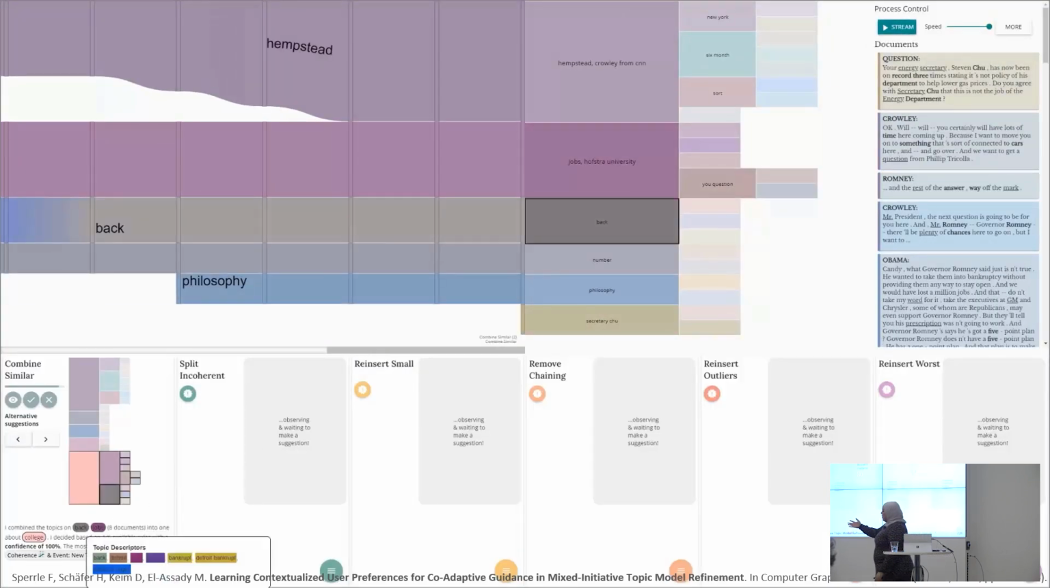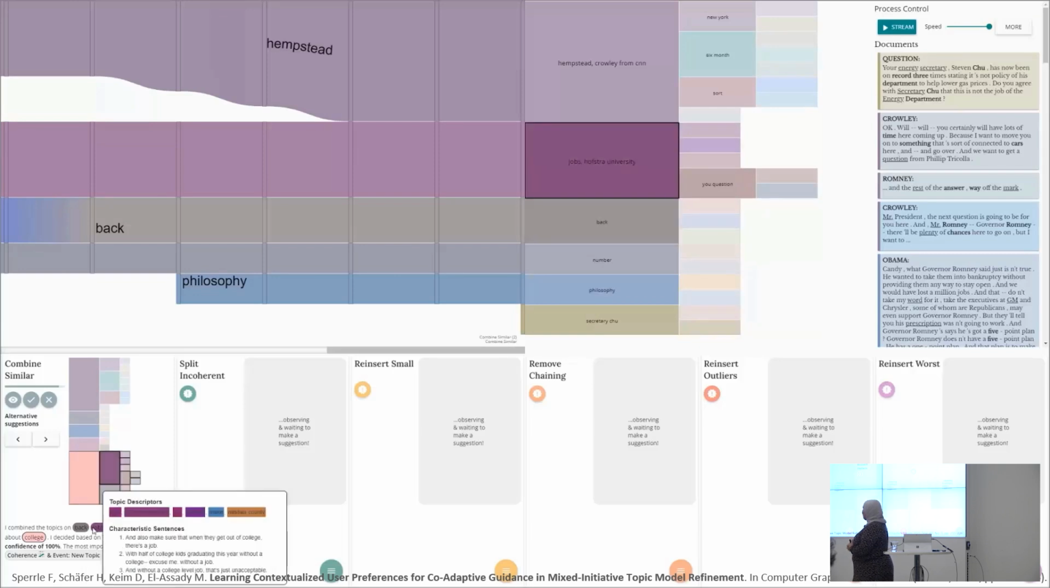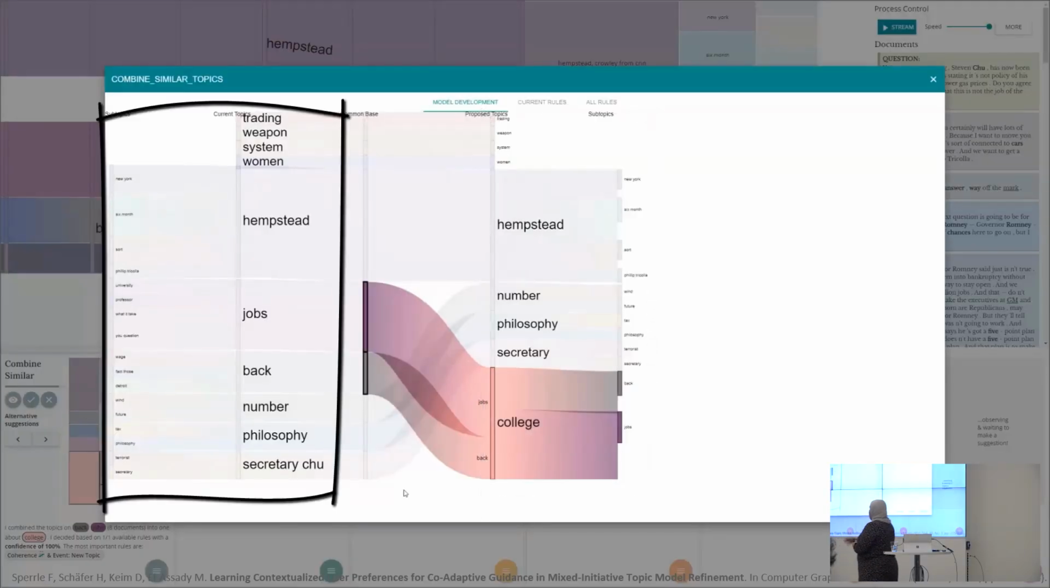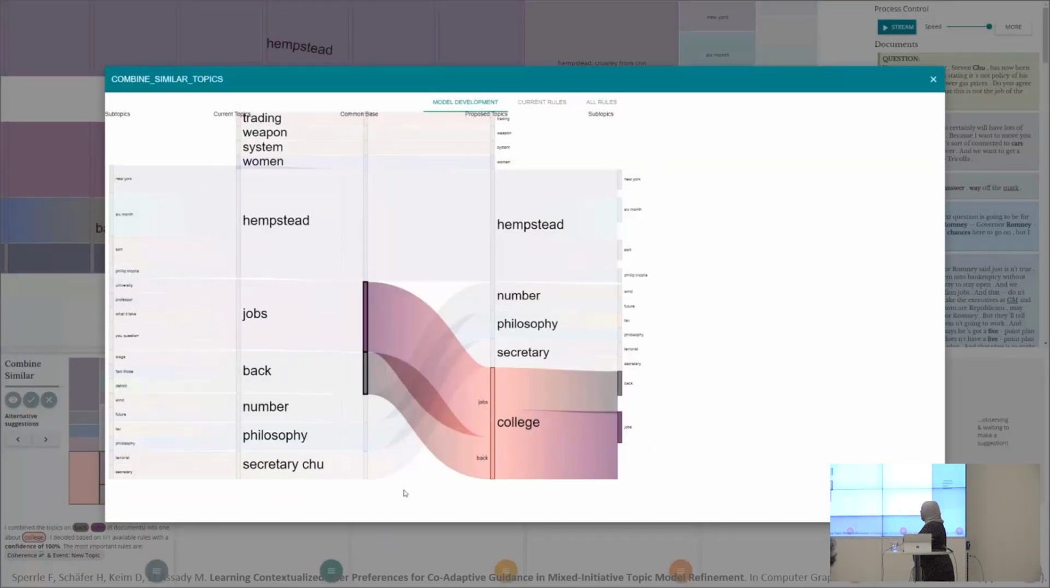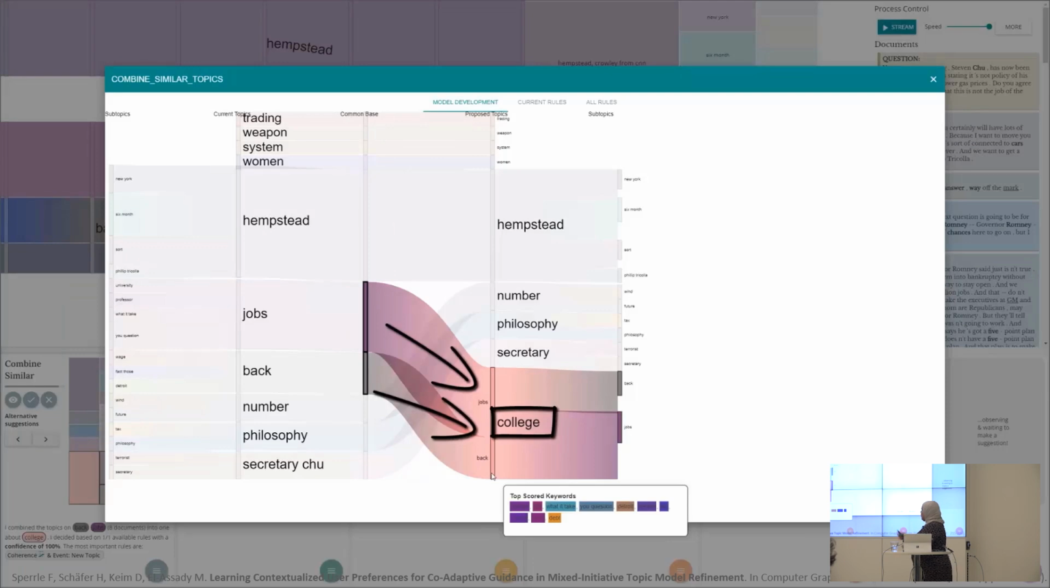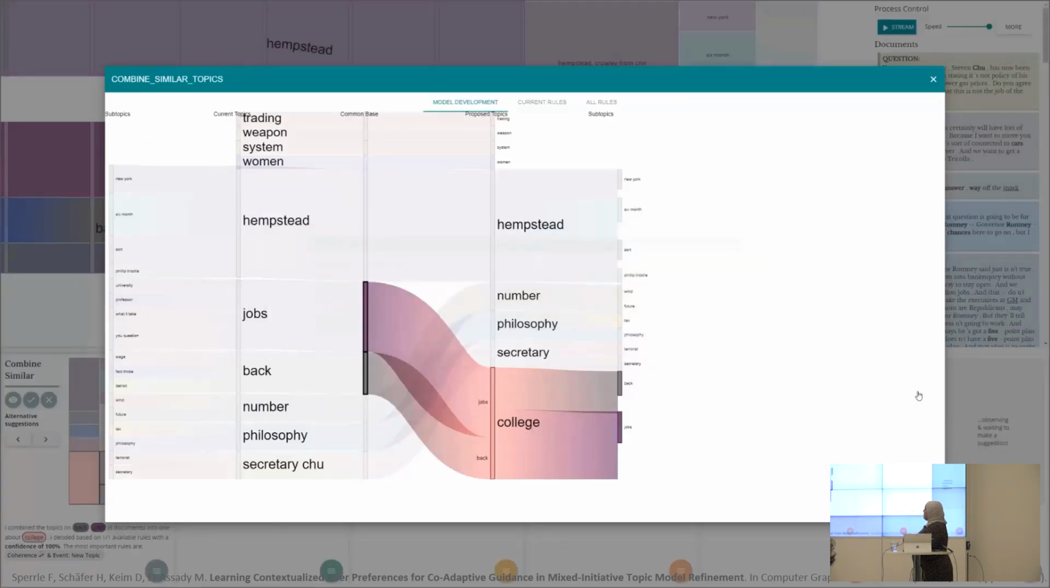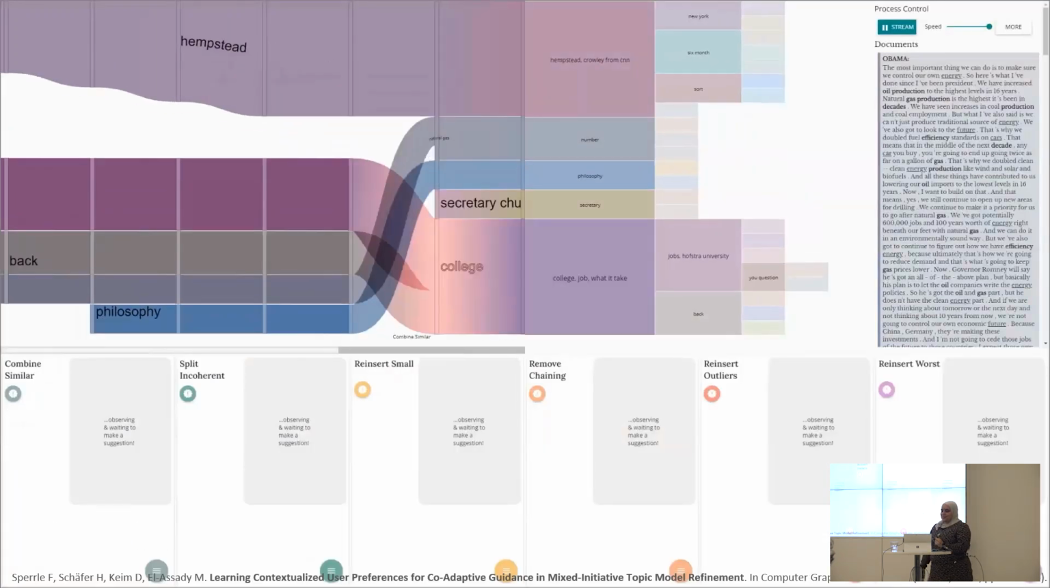So here's the system running. We have the first suggestion coming in. You see the agent is suggesting that we should combine two different topics. We can take a look at what the suggestion means, and then see, okay, this is the new topic that was created. This is the underlying documents that the agent consulted. And maybe we like the suggestion, so we accept it.